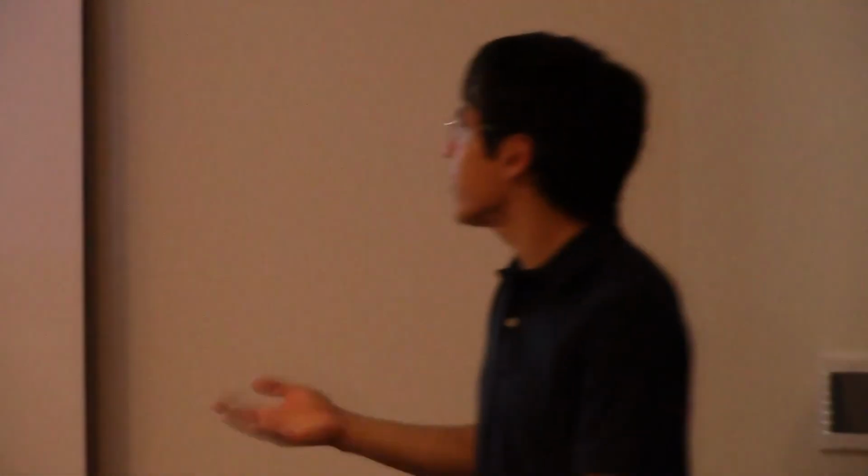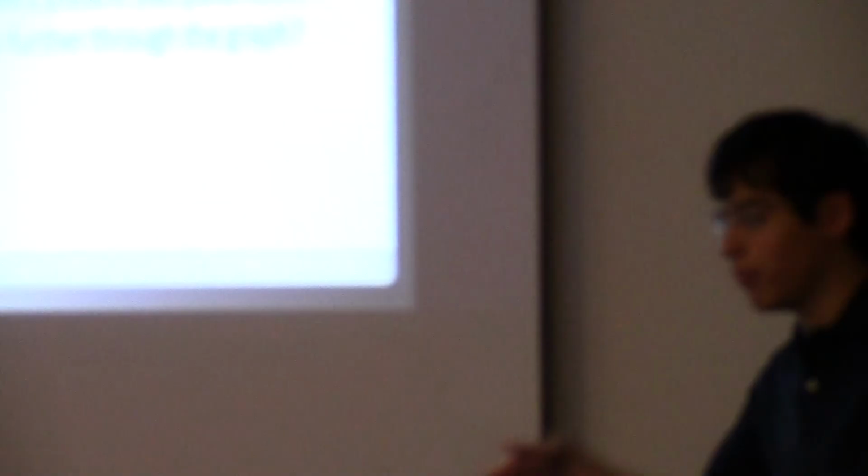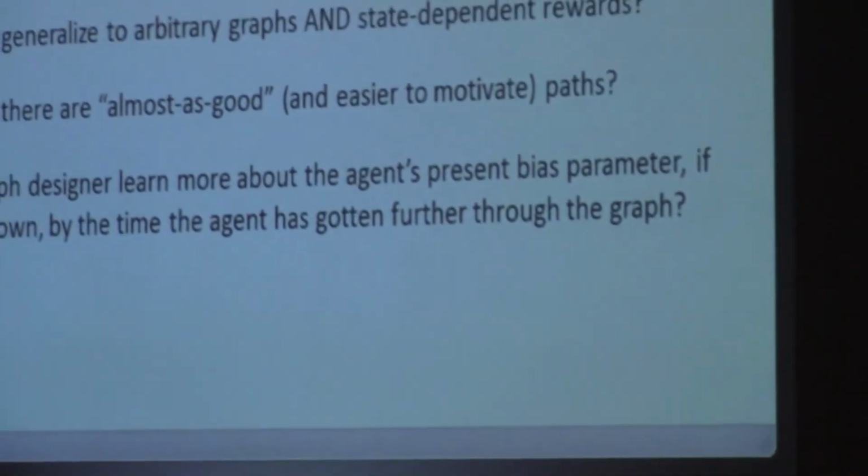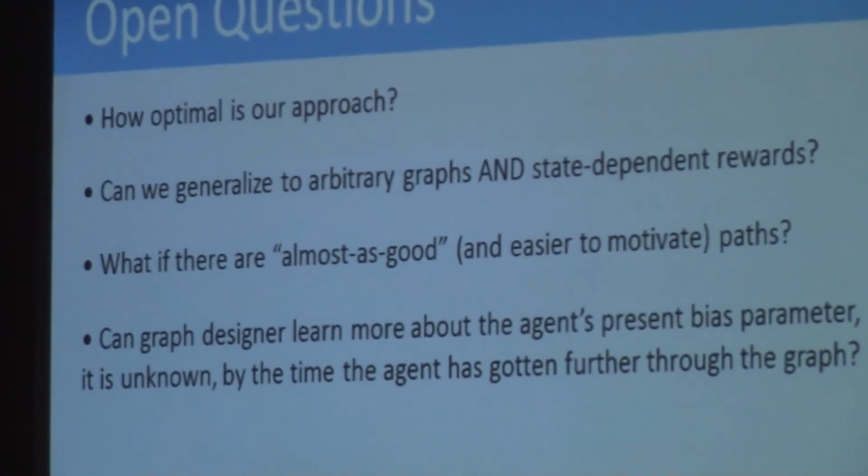Finally, what if there are almost as good paths that are easier to motivate? Maybe there's one path that is the shortest path cost to the goal, it doesn't have any forks on it. So you have to do strong following. But there's another path that's almost as cheap, that has lots of forks where you can do this decoy, weak following, interesting things, and that's a lot cheaper. That's another interesting trade-off to motivate.